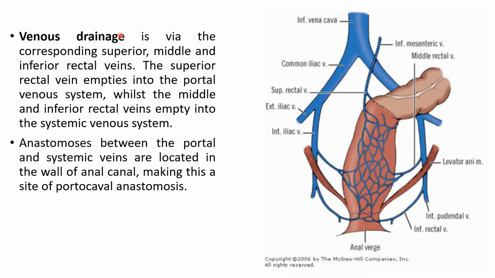About venous drainage. It follows the same pathway as artery, which include superior, middle, and inferior rectal veins. The superior rectal vein empties into portal venous system, while the middle and inferior rectal empties into the systemic venous system. The anastomosis between portal and systemic veins are located in the wall of anal canal, making this a site of portocaval anastomosis.